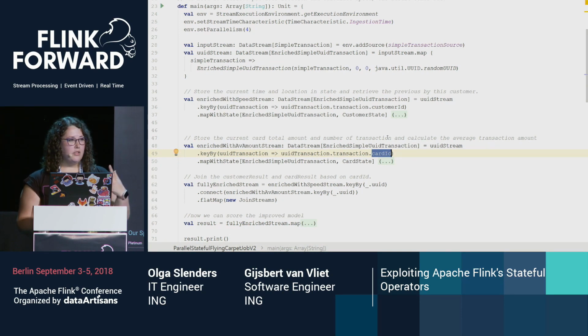Fine. We have these two enriched streams, but one of them has the speed, and the other has the average amount. We need to get them together so that we can actually score the model. So we need to get a fully enriched stream. To do that, we key both of the streams by unique identifier, connect them with a connect operator, and then send it into a flat map where we actually do the joining of the two events into one.